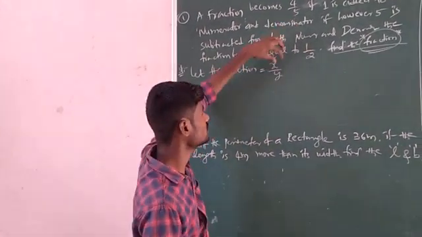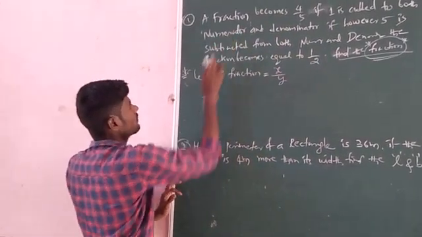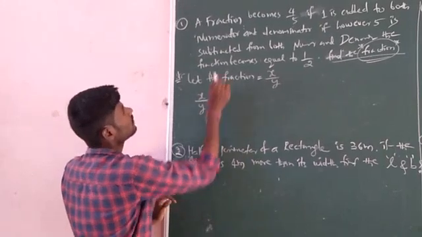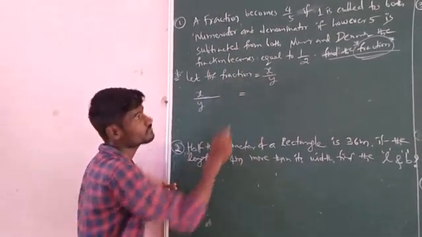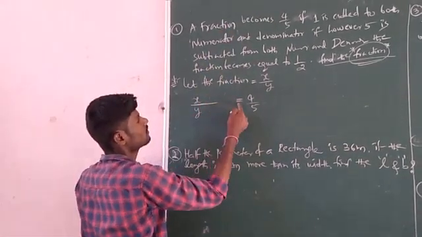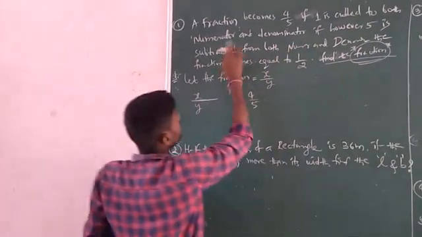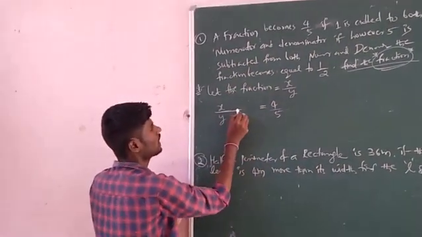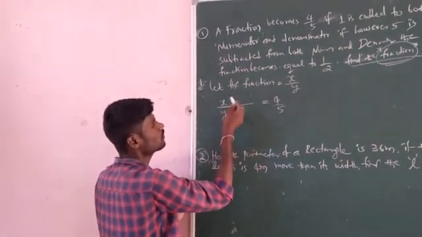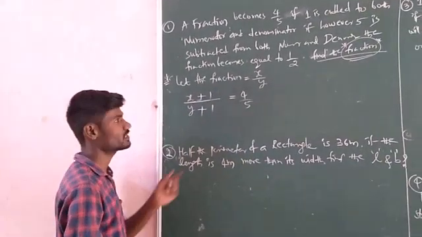See here, let the fraction be x by y. Becomes means equal. Becomes 4 by 5. A fraction becomes 4 by 5 if 1 is added to both numerator and denominator. Added means plus, to both numerator and denominator. How much is added? 1 and 1. So this is the first condition.